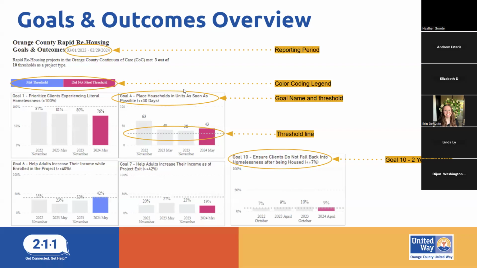The text in the top of each box is the goal number, a description of the goal, and then the threshold. The dashed line is the threshold line that the COC has determined for each goal. We did want to highlight goal 10 just to remind people that it uses 2 years of data and not just the 1 year of data that is used for the other goals.